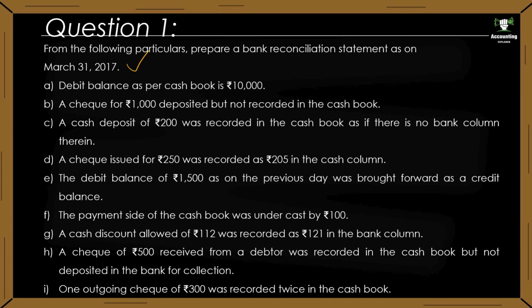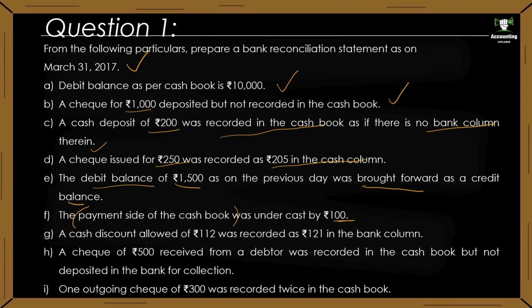Debit balance as per cash book is rupees 10,000. A check of rupees 1,000 deposited but not recorded in the cash book. A cash deposit of rupees 200 was recorded in the cash book as if there is no bank column therein. A check issued for rupees 250 was recorded as 205 in the cash column. The debit balance of rupees 1,500 on the previous day was brought forward as a credit balance. The payment side of the cash book was undercast by rupees 100.